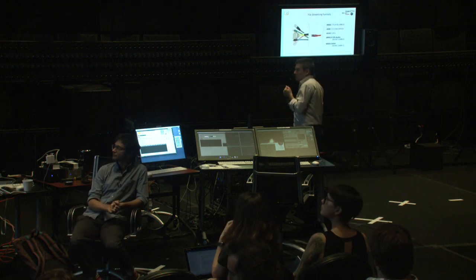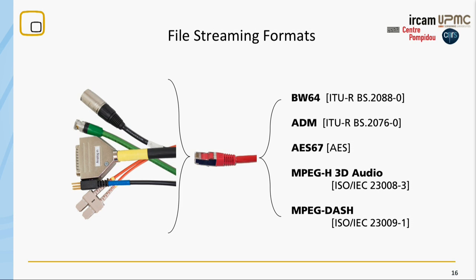But we can use it actually for different file formats. So we are using Broadcast Wave 64 together with ADM, which is called Audio Definition Model. Then we stream it over AES67, which is a network format, which can talk to Dante, to AVB, and whatever. What's important for us is that I can put all the information in the Broadcast Wave WAV format. So I have, let's say, a 64-channel file, which is an ambisonic scene, which I define as an object.